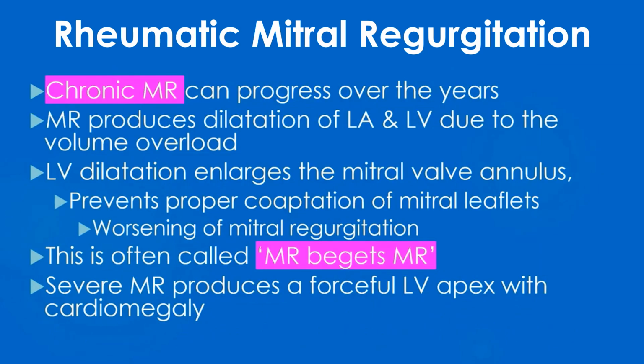Chronic mitral regurgitation can progress over the years. Mitral regurgitation produces dilatation of the left atrium and left ventricle due to the volume overload. Left ventricular dilatation enlarges the mitral valve annulus, preventing the proper coaptation of the mitral leaflets. This causes worsening of mitral regurgitation. This is often called MR begets MR.